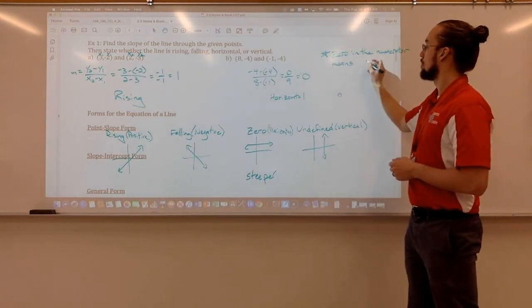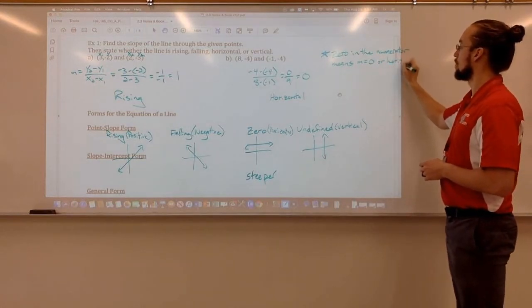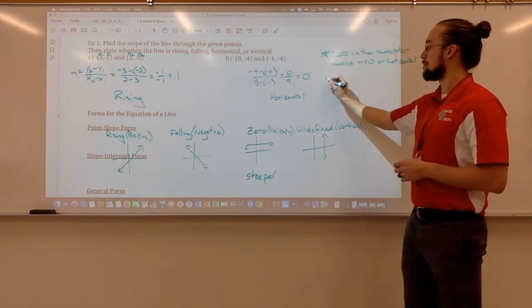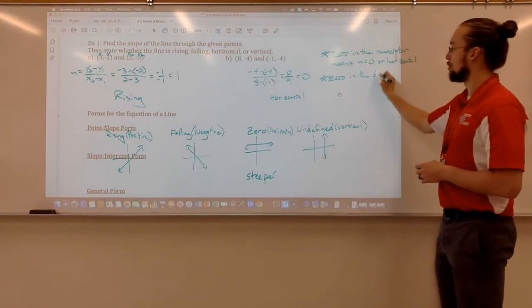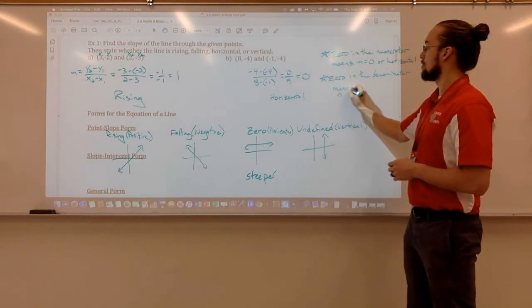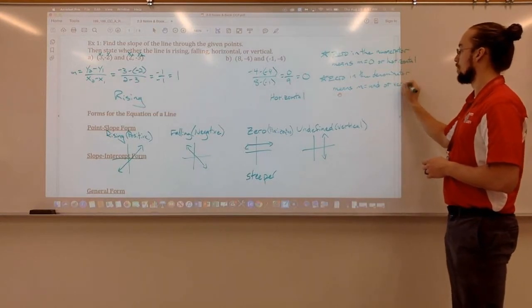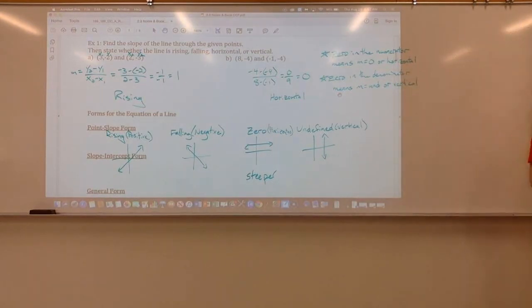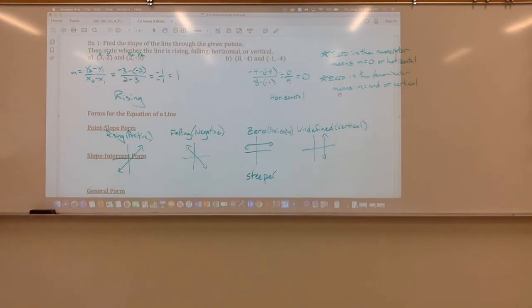means m equals 0, or we have a horizontal line. Right? If we get a 0 in the denominator of a slope, that means our slope is undefined, or it's a vertical line. Okay. 0 in the numerator is a 0 slope. It's horizontal. 0 in the denominator means it is a vertical slope. All right. Questions about slope?